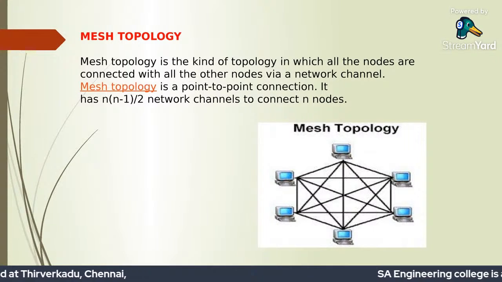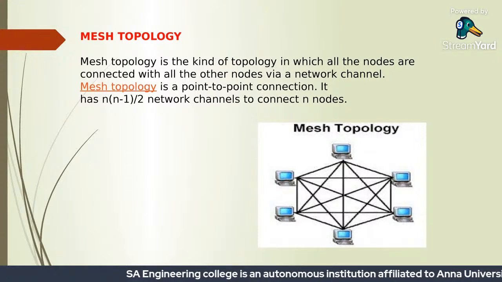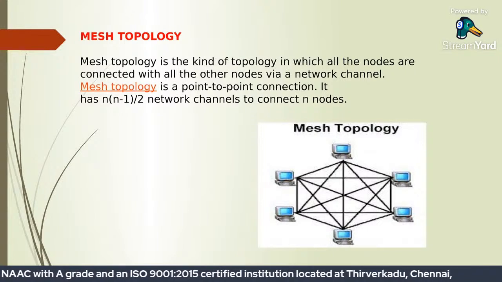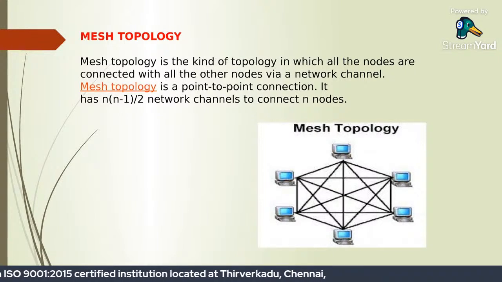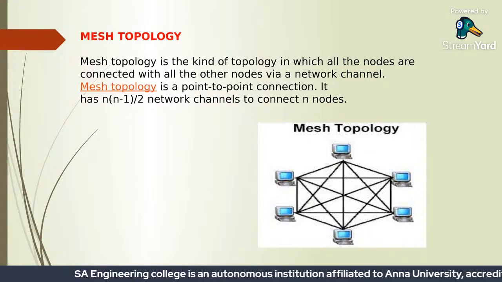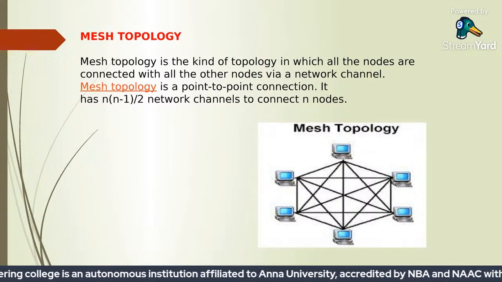Then mesh topology. In mesh topology, each device is connected to all other devices. Here we can see six devices. Each device is connected to all other devices in a point to point connection. If this system wants to send data to this system, it will send the data directly, with no need for intermediate devices.